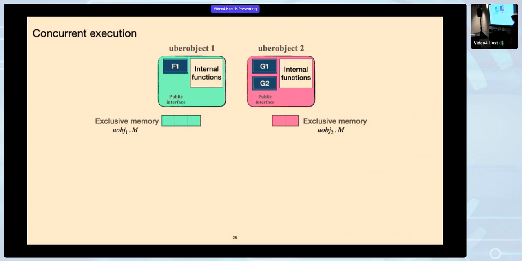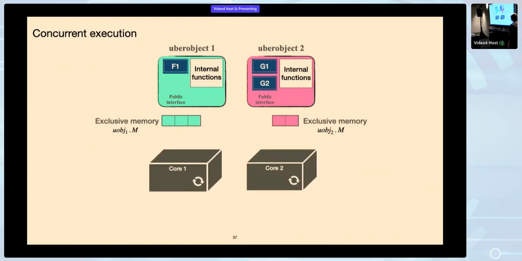So let's say that we have two Uber objects, Uber object F1 and F2, and each of them has its exclusive memory. It's important that we ensure that Uber object 1 cannot read or write from the exclusive memory of Uber object 2 and vice versa. And we have two cores. And these cores are independent from the Uber objects. So they share these two cores together.